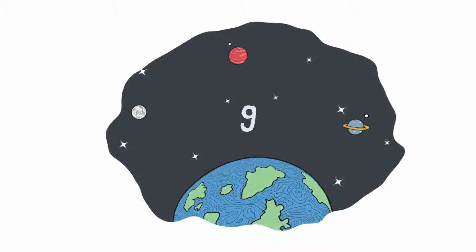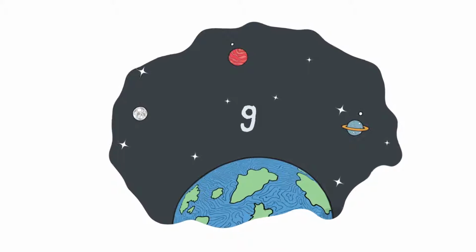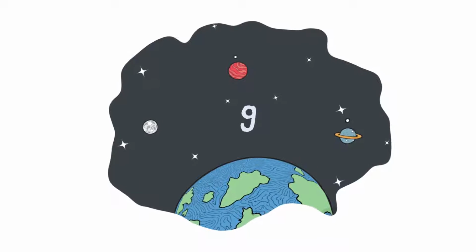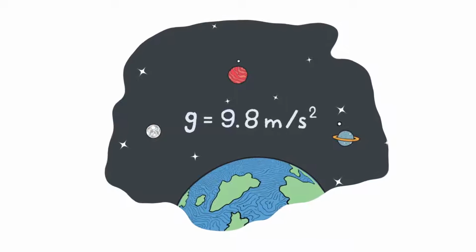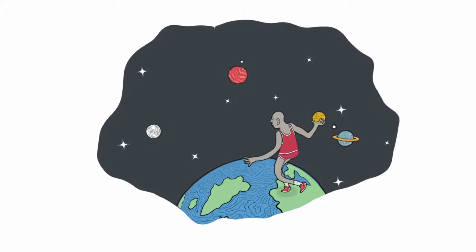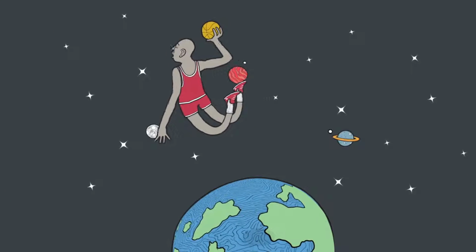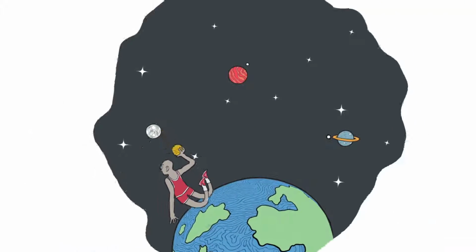Earth's gravity pulls all nearby objects towards the planet's surface, accelerating them at 9.8 meters per second squared. As soon as you jump, gravity is already pulling you back down. Using what we know about gravity, we can derive a fairly simple equation that models hang time.